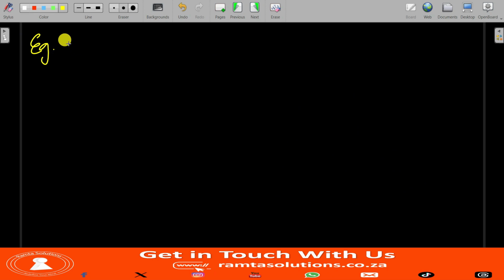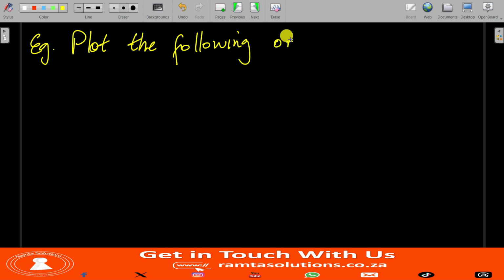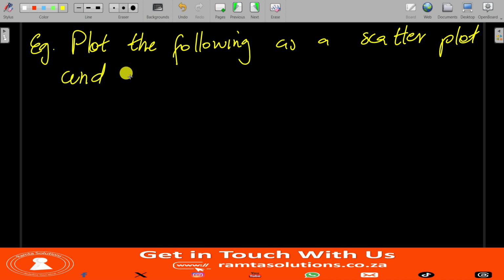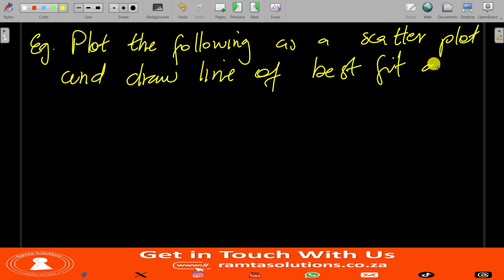Let's say, plot the following on a scatter plot, and draw the line of best fit and its equation.